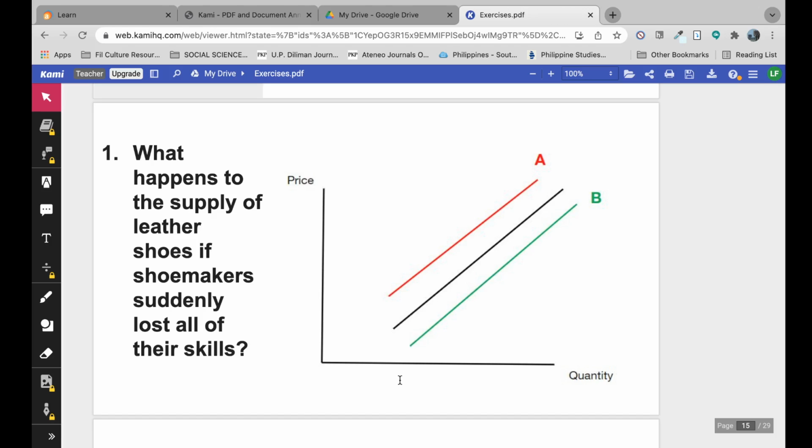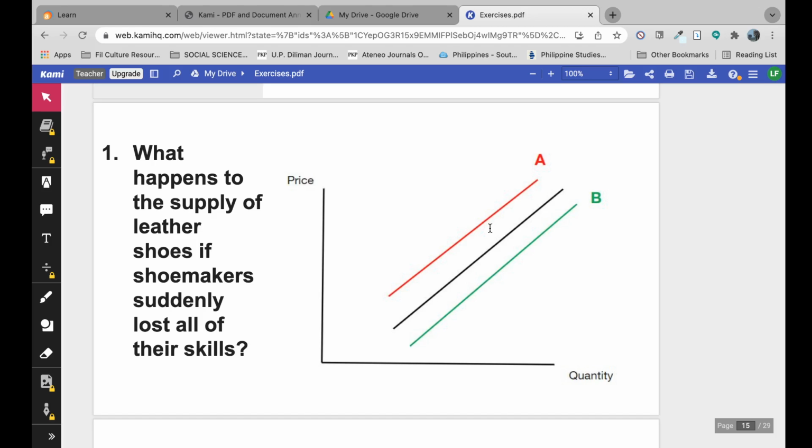Okay, so we can see here that we have a constructed supply curve. The original one is the black one. And then you have two types of shifts here. A, the red supply curve, is the shift to the right, and B is the red supply curve which is the shift to the left. So for your answer, just put A or B.